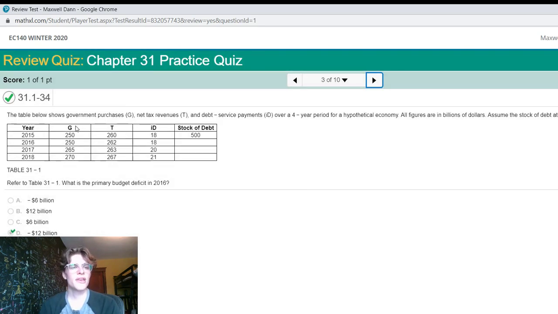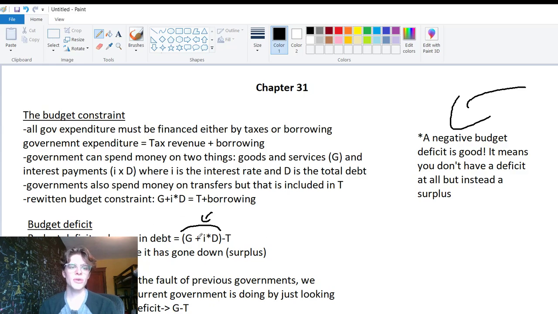The year below shows government purchases, and so on. Assume the stock of debt is 500 billion. What is the primary budget deficit in 2016? So just looking at the second year here, we have what the budget deficit is, right? It includes these debt service payments.